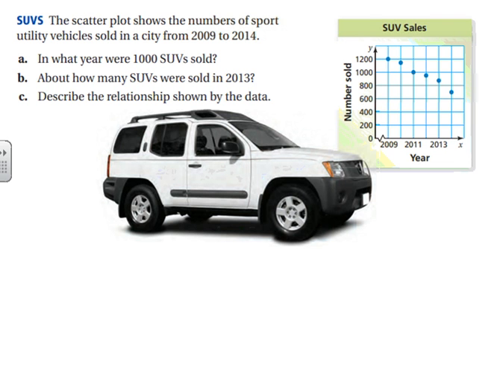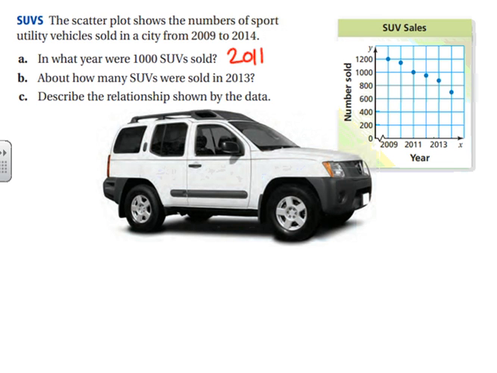All right, we're going to start with this scatter plot. We have the number of SUVs sold from 2009 to 2014. So we're just going to use that to make some predictions. The thing with scatter plots is you're using the trend to make a guess. It's probably not going to be exact. So for part A, we're going to look at when there were 1,000 SUVs sold. So we're going to follow this across and then follow it down, and we're going to see that that happens in 2011.